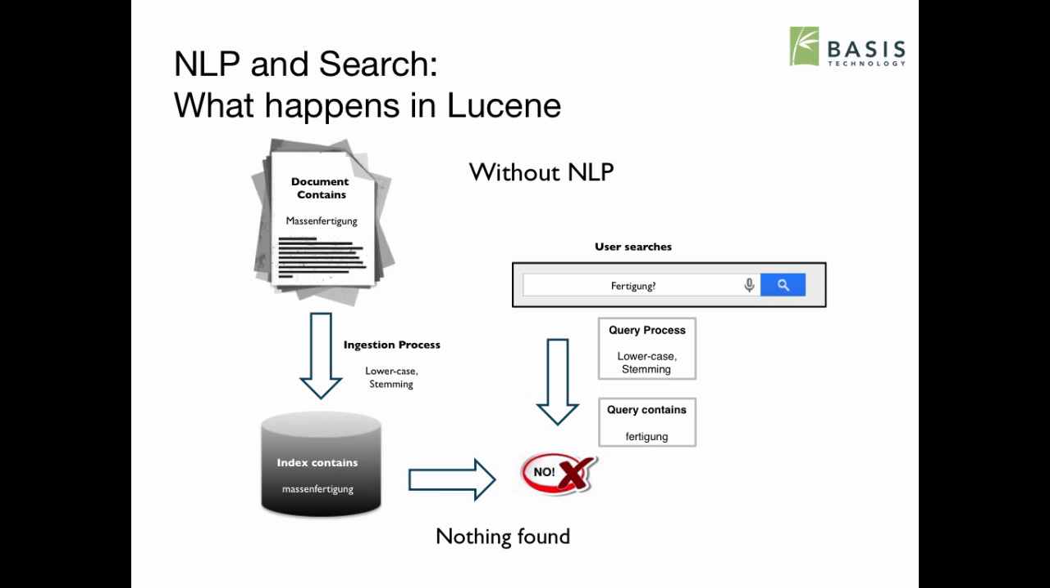Now, that thing is a compound. It's really built of two separate German nouns. If the user searches for the second one of those nouns, what happens? Well, we take what the user typed in and we lowercase it and we stem it. And once again, the stemming is not very interesting. So we just get that second word and we go looking for it and we don't find it and we are sad.